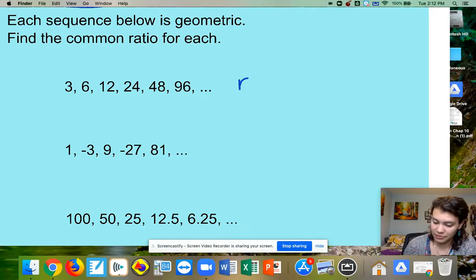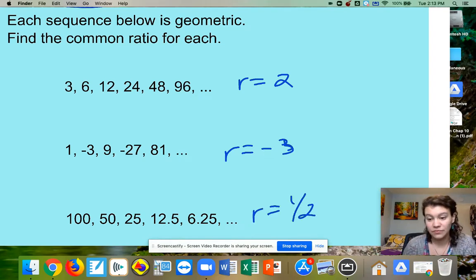All right, this first one you're multiplying by 2. Second one you're multiplying by -3. And this last one you're multiplying by a half. So yes, you are dividing by 2, but the common ratio is always multiplying, so you want to rewrite that as multiplying by whatever the fraction is.